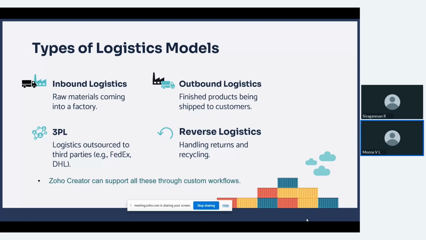So all these come under reverse logistics. Then we have something called third party logistics, where you just outsource the logistics process to a third party company who takes care of all the logistics processes, right? And other than this, we have many other logistics. So Zoho Creator is a product of Zoho, which is what we are using to propose the solution for logistics management. So this Zoho Creator can handle any kind of logistics process, right? With the custom workflows that are available with Zoho Creator, we can handle anything.